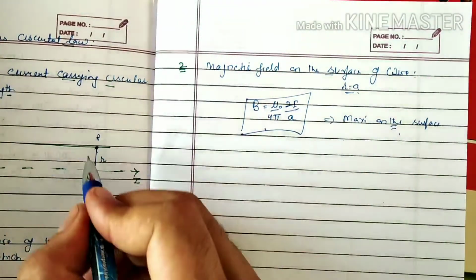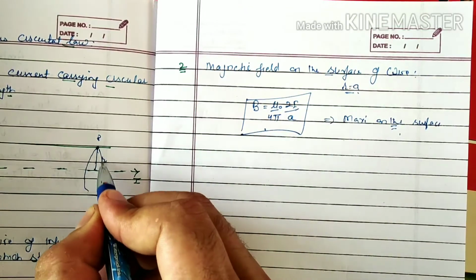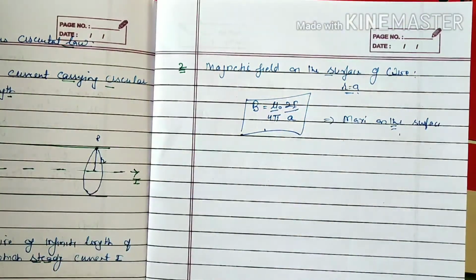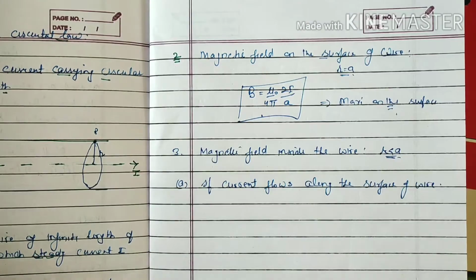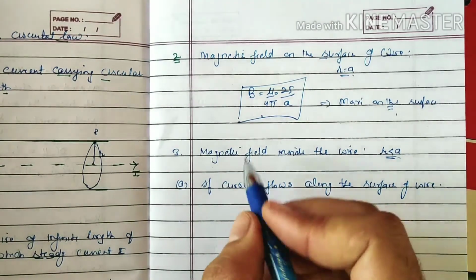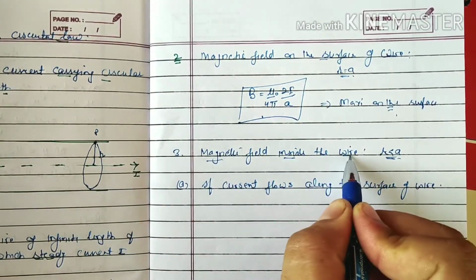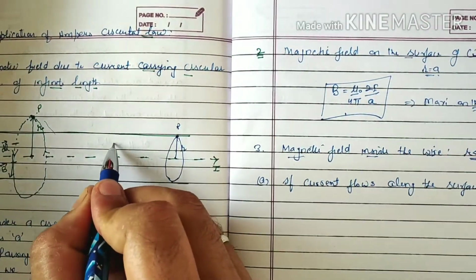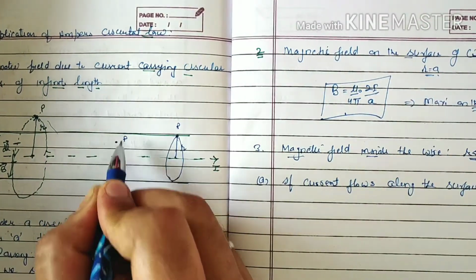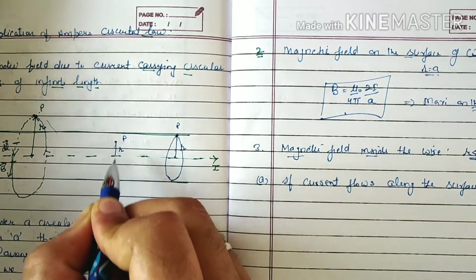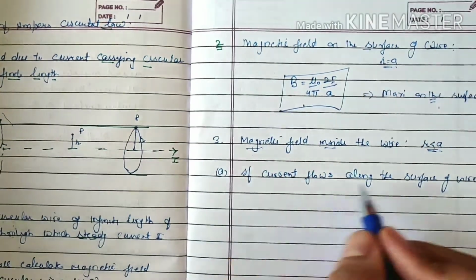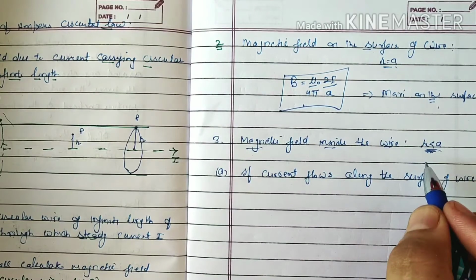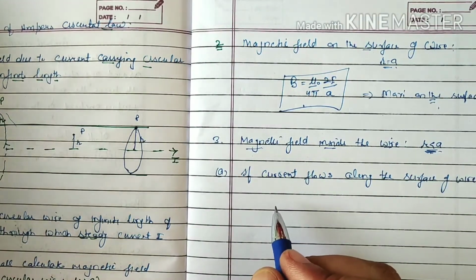So this is our second case, where we find the magnetic field on the surface. Now our third case is the magnetic field inside the wire. Let us suppose we have this point P at a distance r, so for this r is less than a. In this case we have two sub cases.